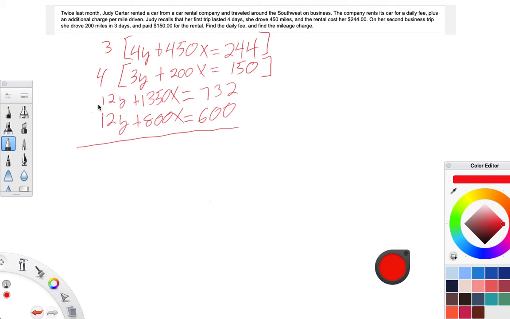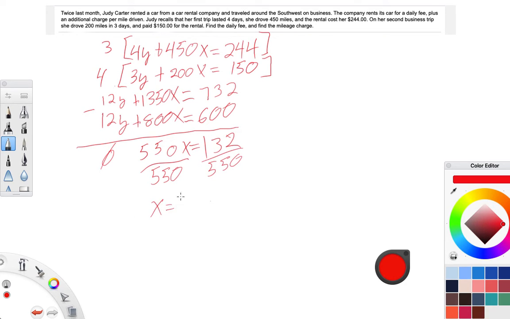We will find out. Okay, and because the y terms are the same, I'm going to subtract my two equations. So 12y minus 12y gives me a 0. I don't have to worry about that anymore. 1350 minus 800 is 550. So 550x is equal to 732 minus 600, which is 132. And we divide both sides by 550. This is going to be a very interesting number.